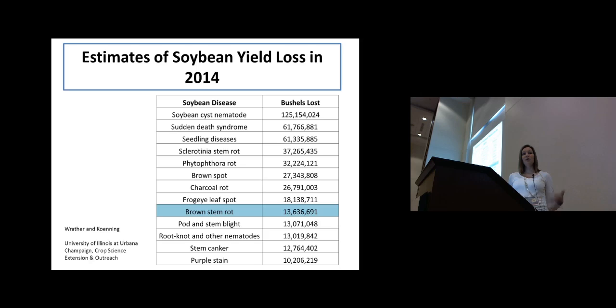So soybeans are really economically important, but we're still losing a lot of yield due to pests and pathogens. Just in 2014, the yield loss due to brown stem rot, the disease we're going to focus on today, was over 13 million bushels. And this number is probably a lot higher because we have difficulties phenotyping this disease.